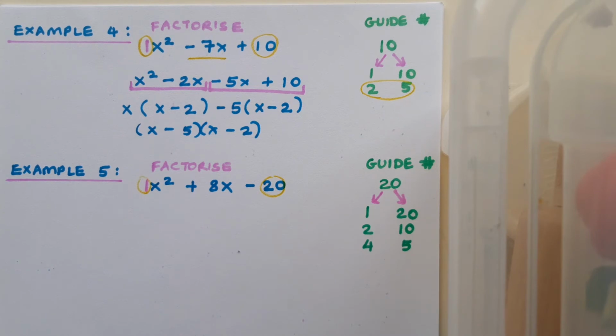So I've got 3 pairs of factors that I can choose from. I've got 1 by 20, 2 by 10, 4 by 5. Now, which choice should I make?